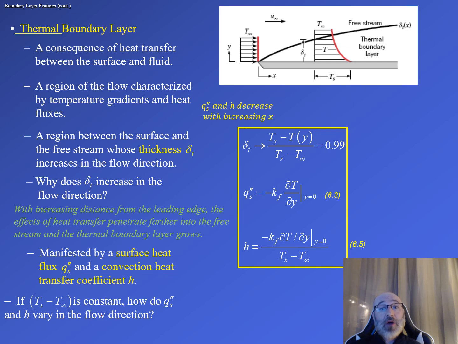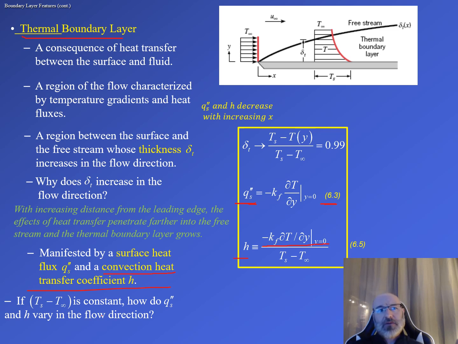So a thermal boundary layer is going to be manifested by a surface heat flux. So this is equation 6.3 right here. There's our surface heat flux, our q double prime sub s, where s, our subscript, indicates our surface. And also a convection heat transfer coefficient, h, where h is given to us in equation 6.5 in our textbook by this relationship that we see here.